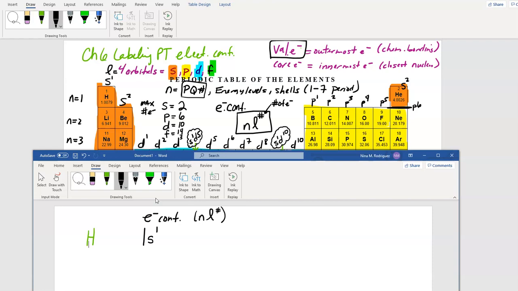So I'm going to ask you several questions. Okay? I want to know how many valence electrons he has. So remember, valence electrons are the outermost electrons. That's the only electron he has sitting right there. So he's got 1 valence electron.